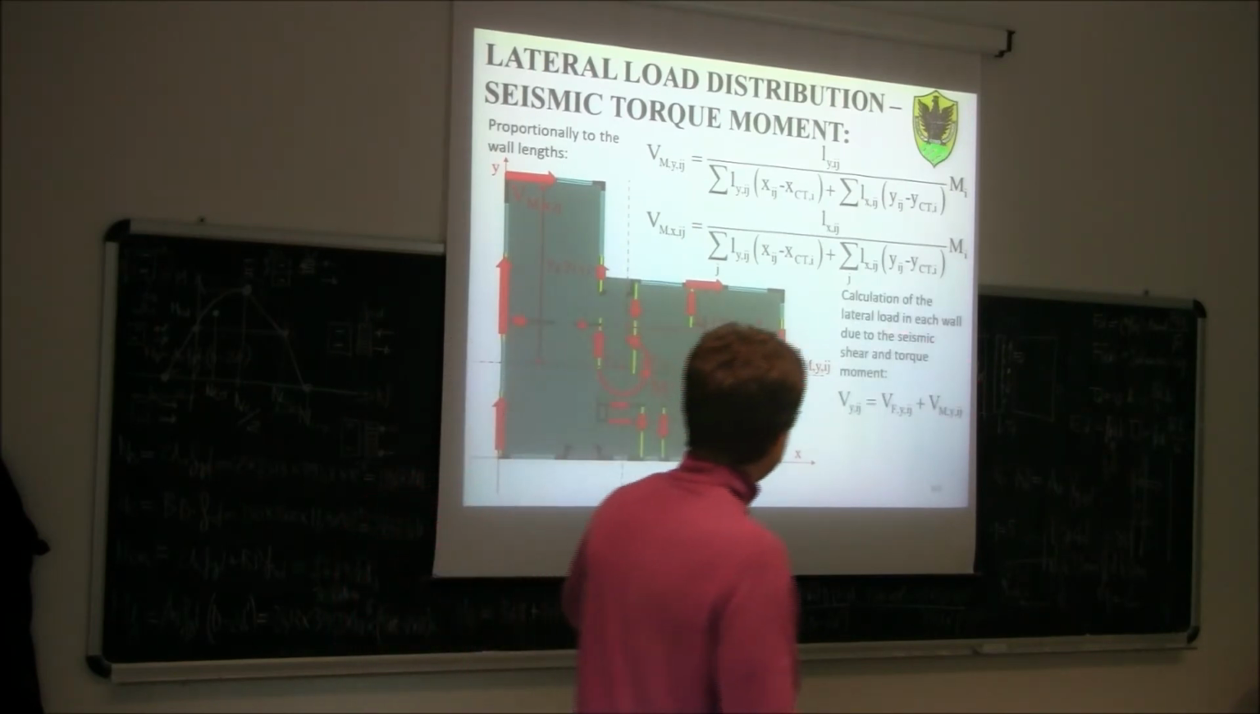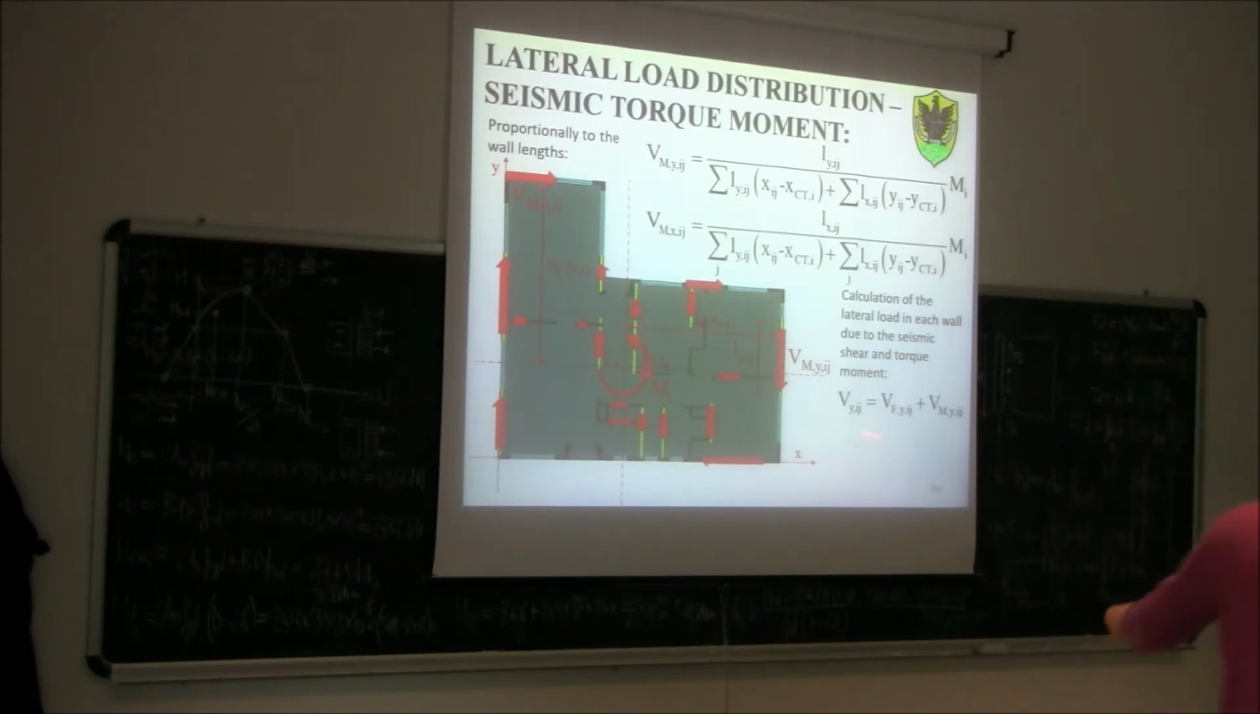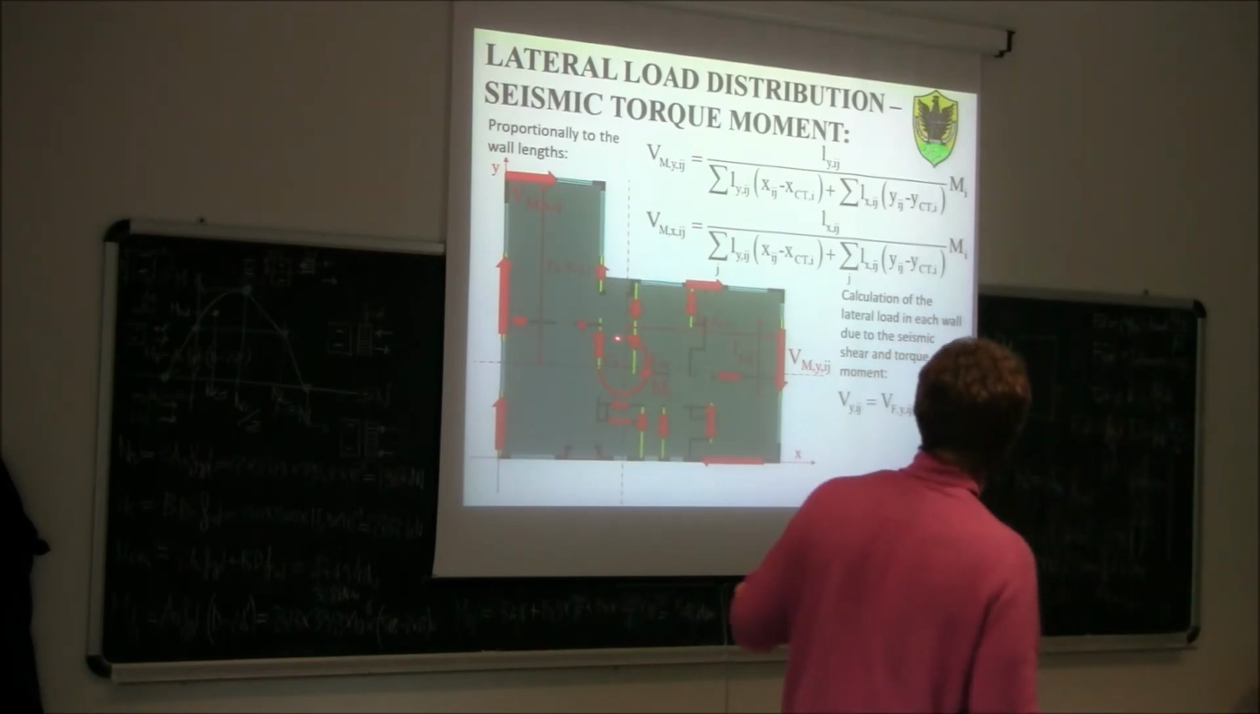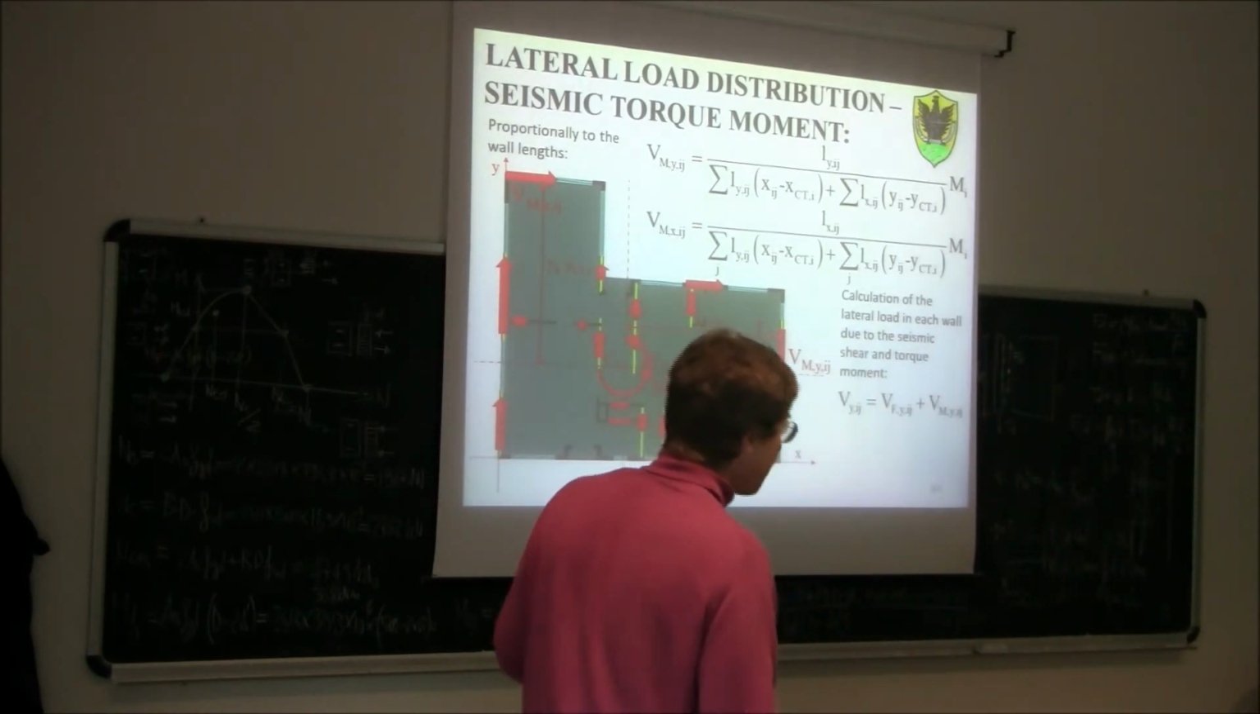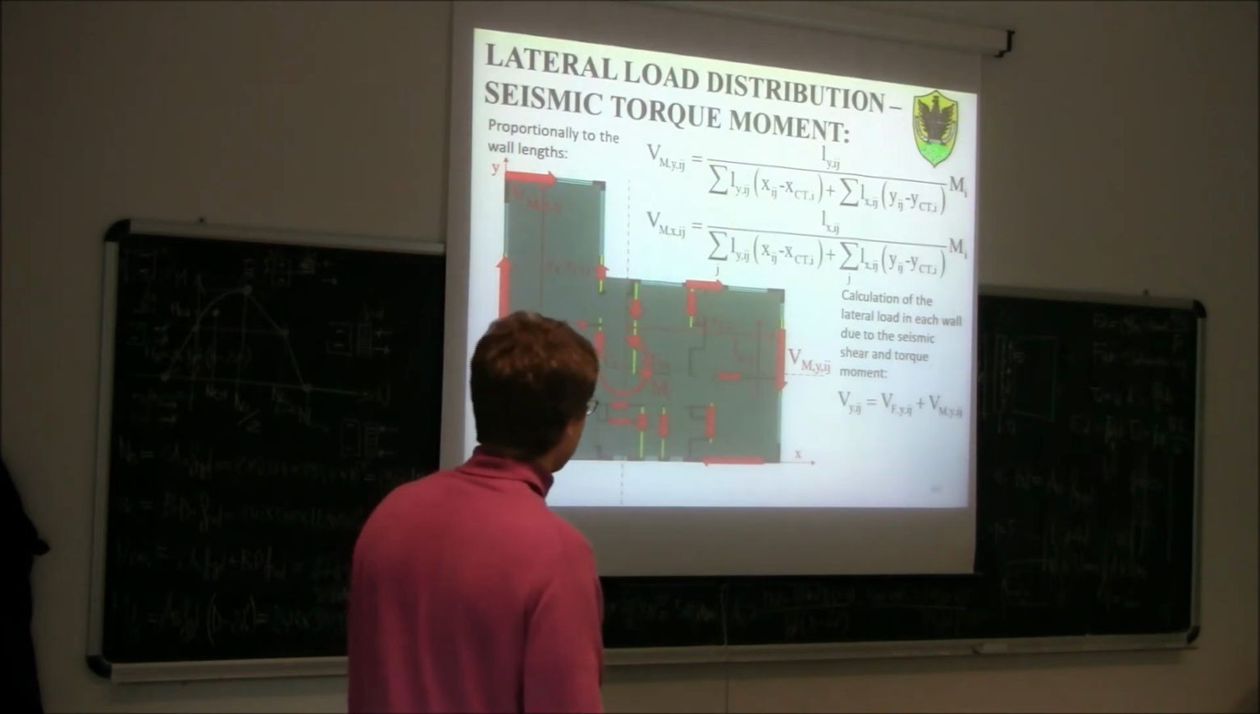So, in the end, to calculate the total shear acting on a certain wall, I need to superimpose the shear force due to the load, due to the shear applied in the center of stiffness, plus the shear force due to the torque moment coming from the eccentricity between the center of mass and the center of stiffness. This in both directions.